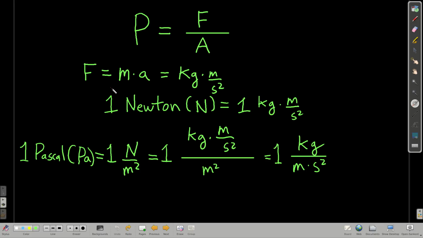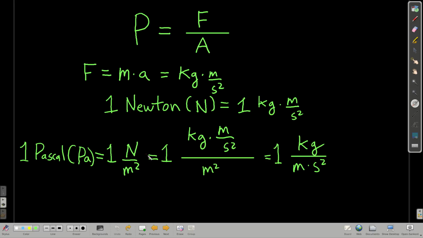If we look at the units of force, well, force is mass times acceleration, and the units of mass in the SI units would be kilograms, acceleration would be meters per second squared. So if we plug those in, we get 1 Newton. 1 Newton is 1 kilogram meter per second squared, and Newton is a unit of force. So if we take the SI unit of force, newtons, divided by the area in meters squared, we get a Pascal, unit of pressure. 1 Pascal is defined as being 1 Newton per meter squared.